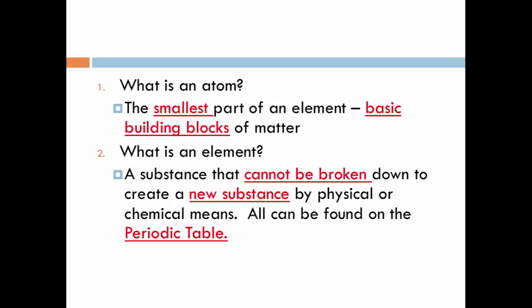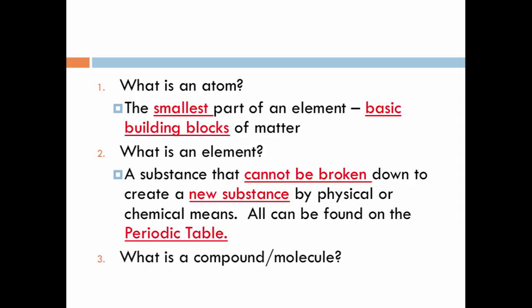So the definition of an element is a substance that cannot be broken down to create a new substance by physical or chemical means. All elements in the universe can be found on the periodic table. So you can have the element carbon, which, if it is an element and it can't be broken down, means that every atom in that element is a carbon atom. So atoms make up elements, but they have to be the same type.